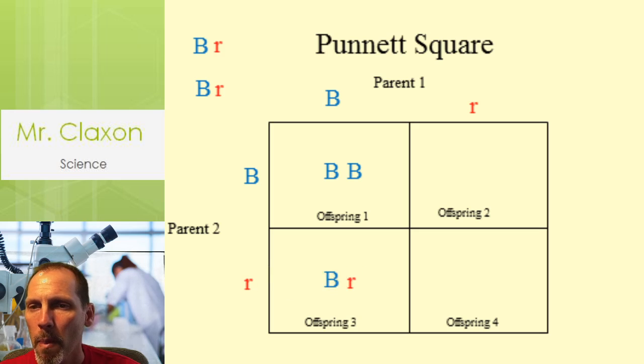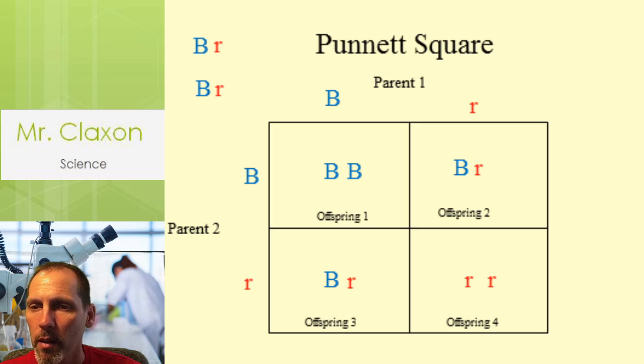But I like to bring this side down, so bring blue down, bring the red across, so that would be BR. In this one we're going to bring the red down, the blue across, and we'll get BR. And in this box, we'll bring the red down and the red across, so it's going to be RR.